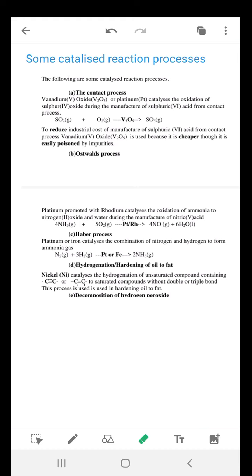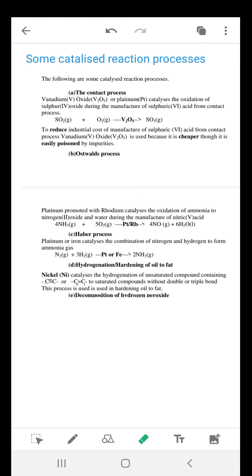Then before the Ostwald's process, we looked at the Haber process, the manufacture of ammonia. We also use a catalyst. We said in the Haber process, we always use platinum or iron catalyst. We normally use iron catalyst to combine nitrogen and hydrogen to form ammonia. So for nitrogen and hydrogen to be combined to form ammonia, an iron catalyst should be used.